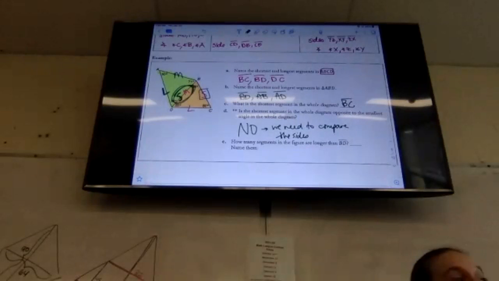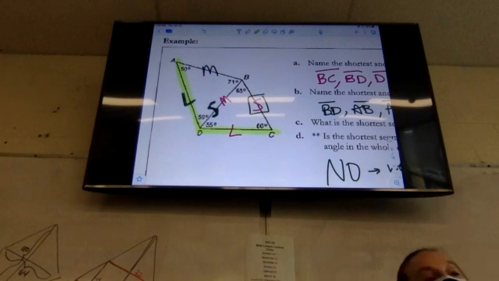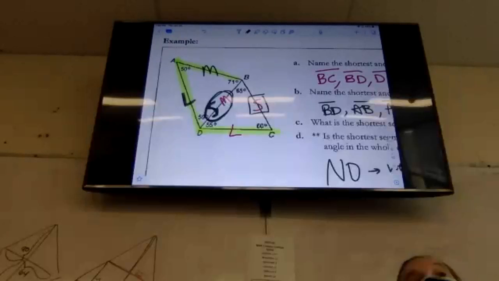The last question I have on this figure is how many segments are bigger than BD? Two. Which two? DC and AD. I'm going to argue there's one more. Bigger than BD. Isn't BD 60? Is it three of them? Oh my God. Yes. Wait, there's three of them.